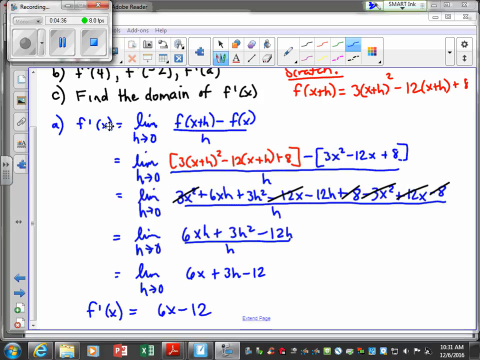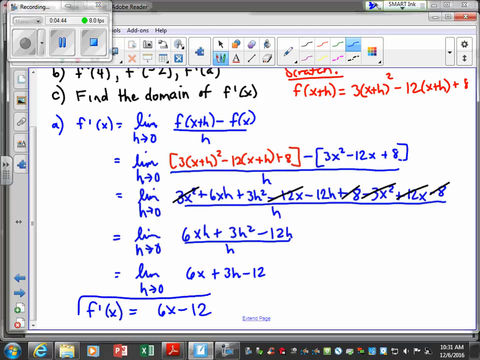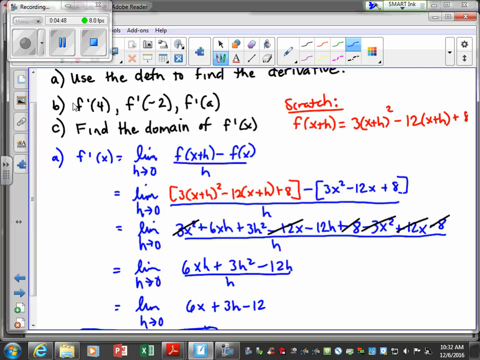And if you notice, the derivative is a function as well, so we can evaluate that. So part A, this is our derivative. And for part B, it wants us to go to the next page and evaluate the derivative at 4, evaluate it at -2, and evaluate it at a. So let's do part B on the next page.